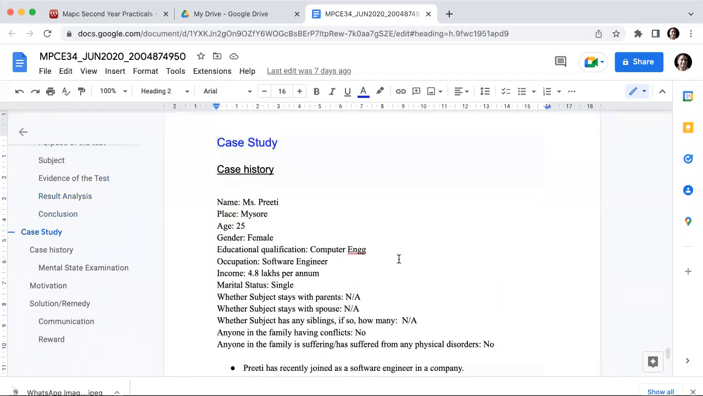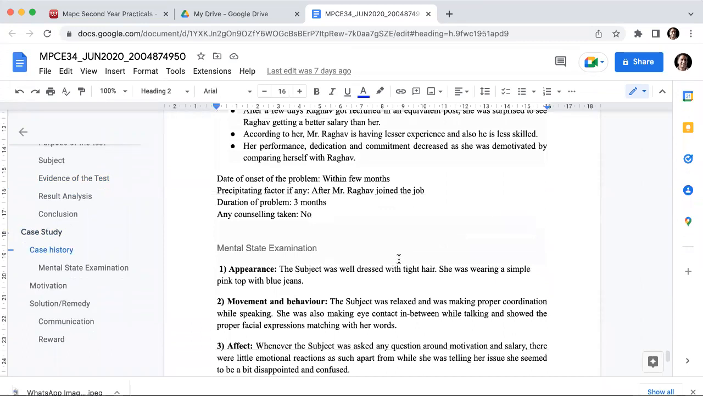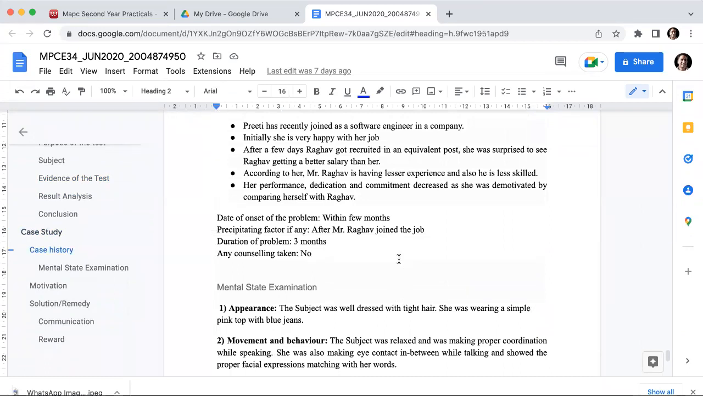The last one is the case study, right? So here there is a case study where there is a woman whose name is Preeti. Basically what happened is she joined a company. She's very happy with her job at first, but later on there is one more person, Raghav, who joined, who seems to be very less experienced when compared to this girl, but his salary seems to be high. So she got to know that his salary is high, so immediately she became very sad, and her motivation level really came down, because now she thinks that she is being underpaid, even though her skill is much better than Raghav, who recently joined, but he is ultimately getting more salary.